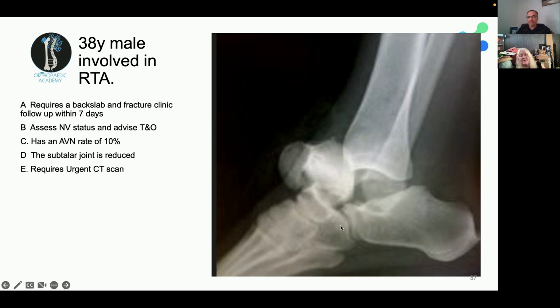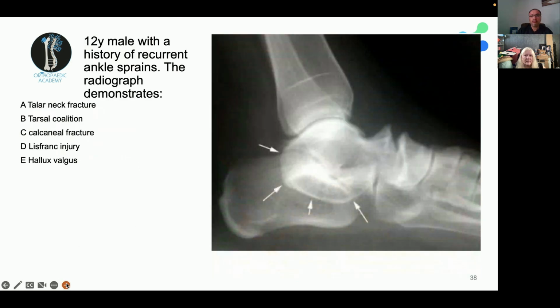You've got 3 joints dislocated in the ankle. Your guy's 38. You want to get onto this as soon as you can, and you want to know if there's any nerve or vessel compromise. So well done.